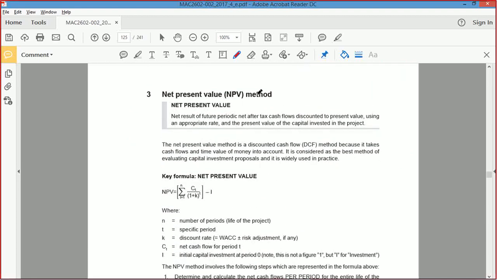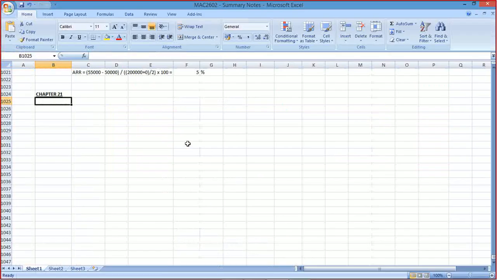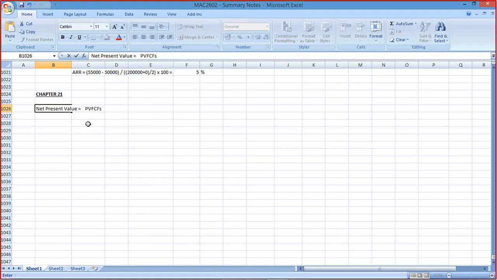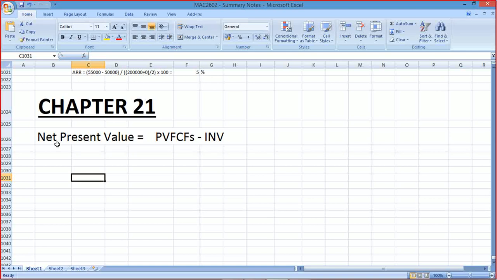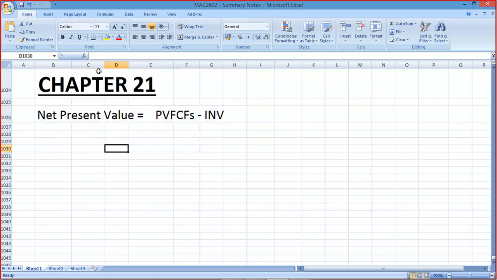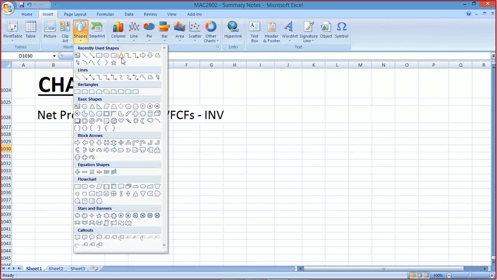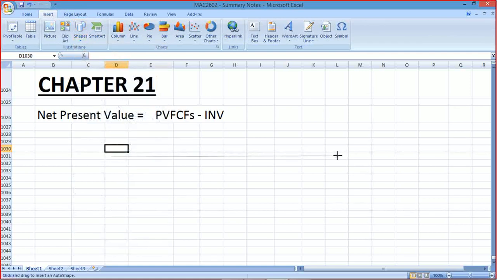So the first one is net present value. What is net present value? Net present value equals the present value of your future cash flows minus your initial investment. That's what net present value is. So with net present value, you're literally looking at what things are worth in today's terms if I take everything in the future back in time.